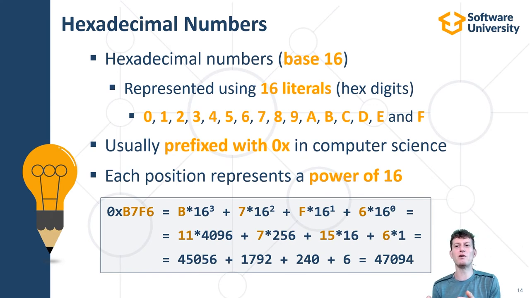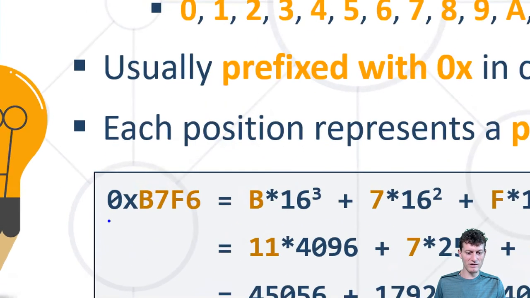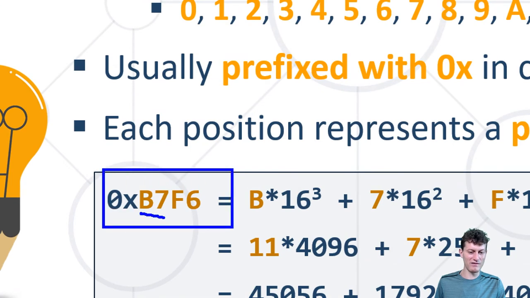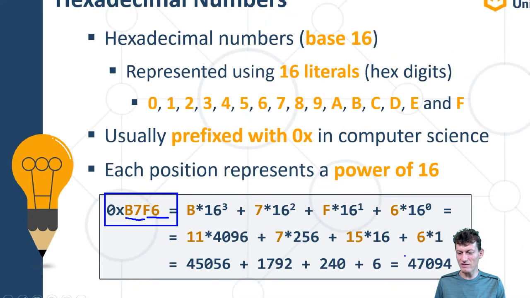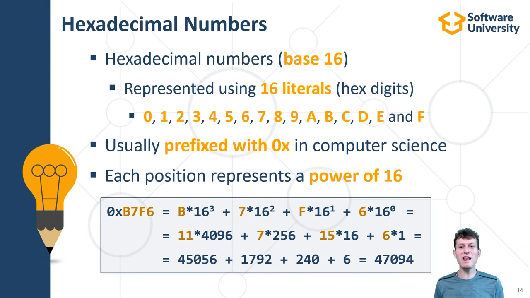At the end, after all the calculations, the decimal value of the hex number 0xb7f6 is 47,094. The calculations are identical with the decimal and the binary numeral system, but the base 16 is used instead of 10 or 2. Finally, let me review why hex numbers are so important in computer science. They have a flexible property.